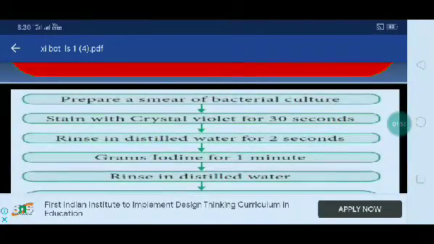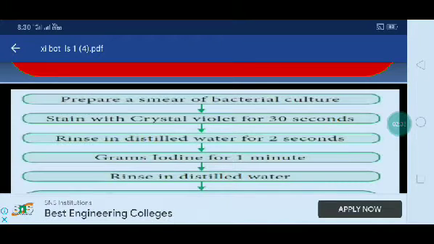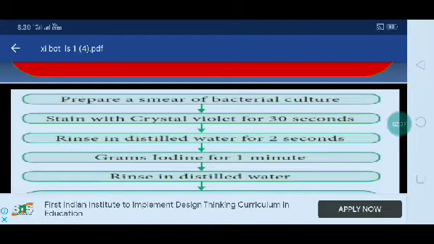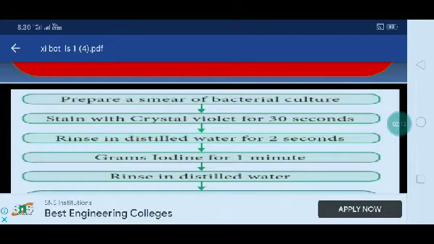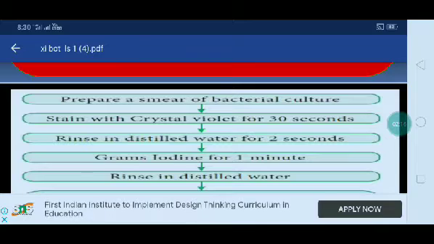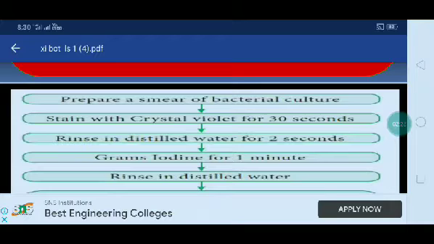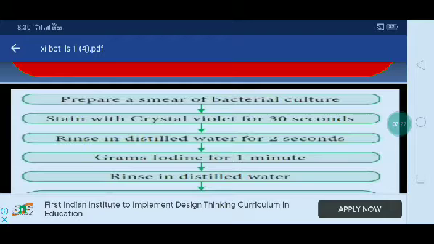Now, the technique is how you have to stain the bacteria. First of all, prepare a smear of the bacterial culture. What do you mean by a smear? Take a slide, put one drop of solution, curd or anything that contains bacteria, onto the slide. Then spread it to make a smear.